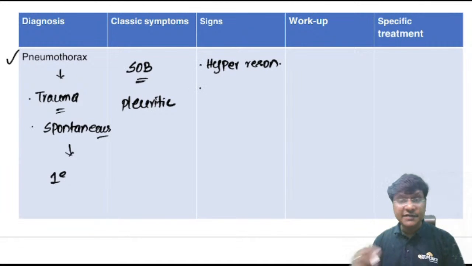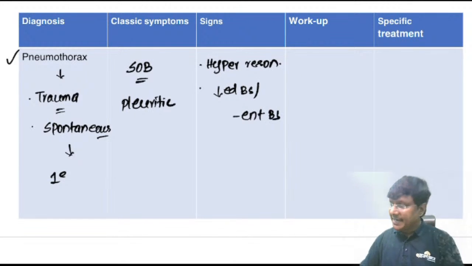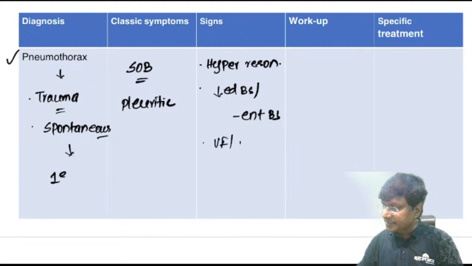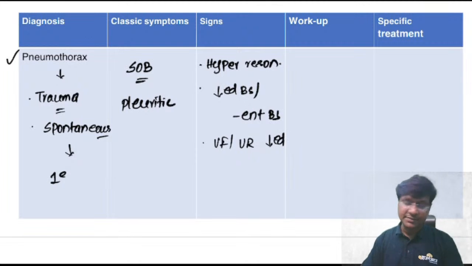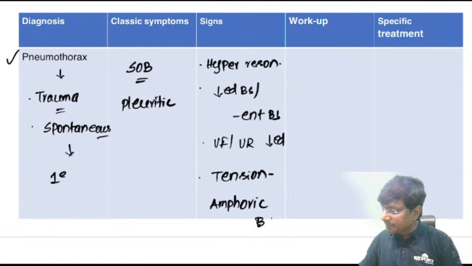And if it is spontaneous pneumothorax, then you will have decreased breath sounds or there will be absent breath sounds. And what will happen to your vocal fremitus or vocal resonance? Both of them will be reduced or absent. And if it is tension pneumothorax, then what will be the breath sounds? You have amphoric type of bronchial breath sounds.